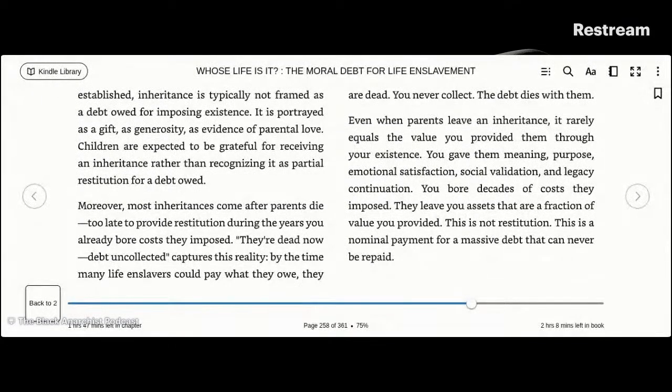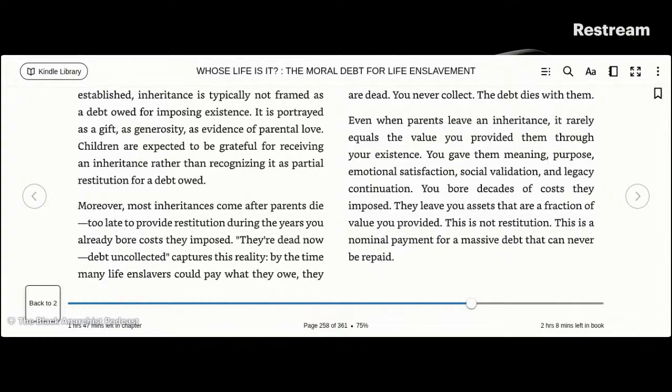It is portrayed as a gift, as generosity, as evidence of parental love. Children are expected to be grateful for receiving an inheritance rather than recognize it as partial restitution for a debt owed. Moreover, most inheritances come after parents die, too late to provide restitution during the years you already bore the cost they imposed. They're dead now. The debt is uncollected, captures this reality. By the time many life enslavers could pay what they owe, they are dead. You never collect; the debt dies with them.